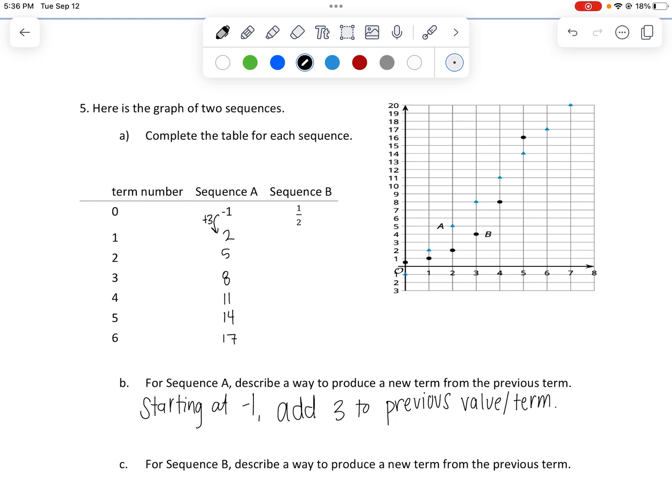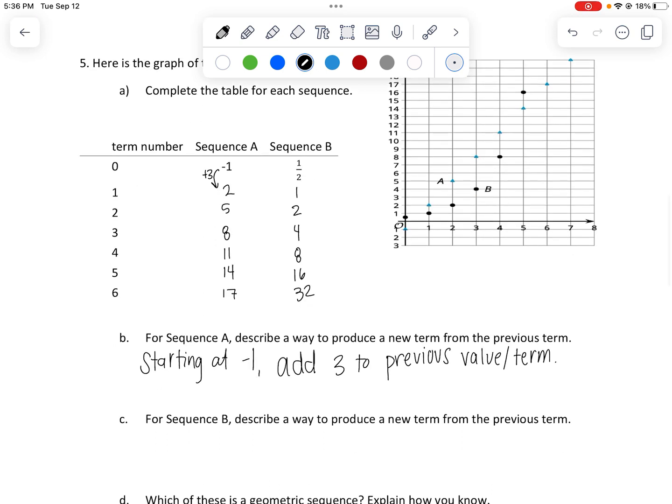With B, this one looks geometric because of that curved shape. It starts out at 1/2, and then it goes to 1, then to 2, then to 4, 8, 16, 32. So for C, sequence B, a way to describe from the previous term starting at 1/2, we always have to stay where we're starting at, not add. We are multiplying the previous term by 2 or doubling.